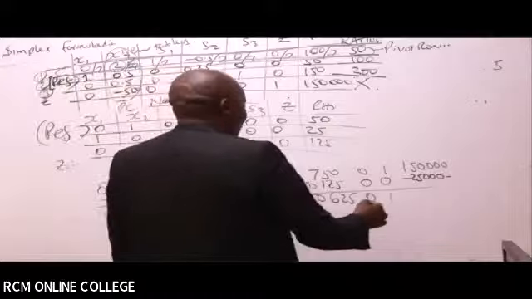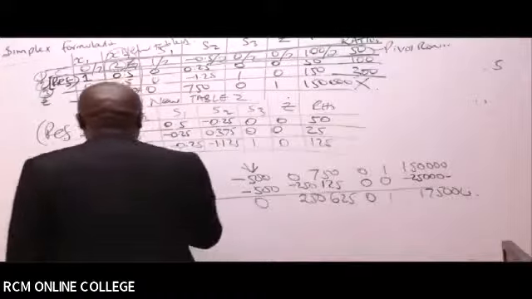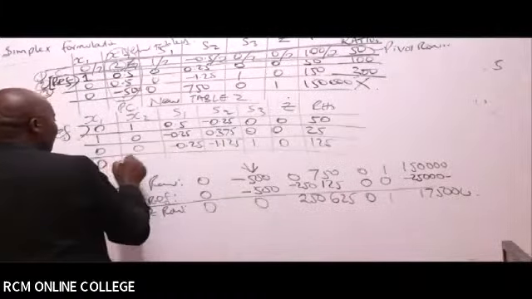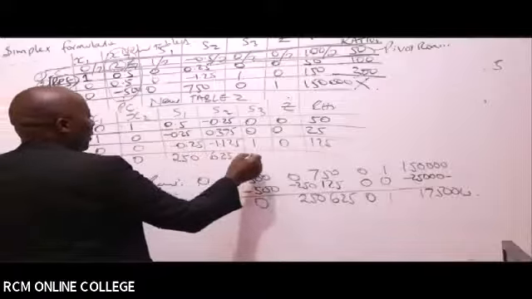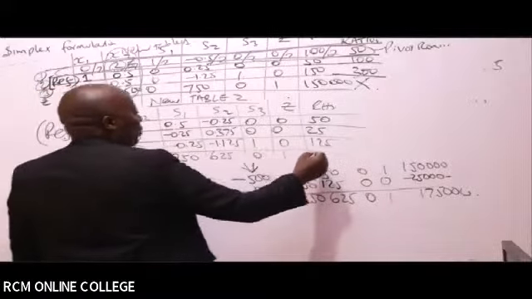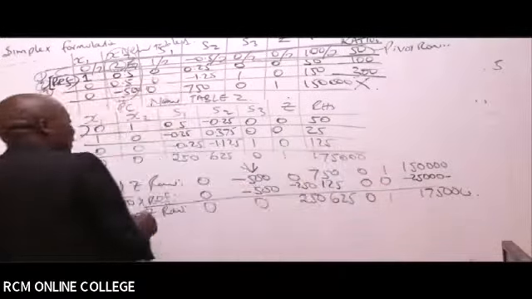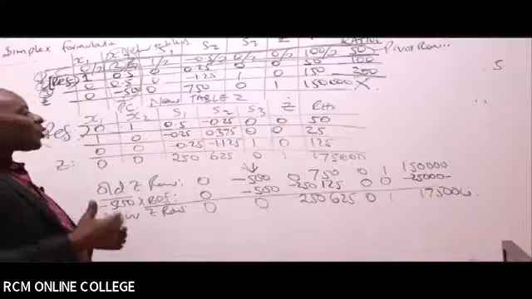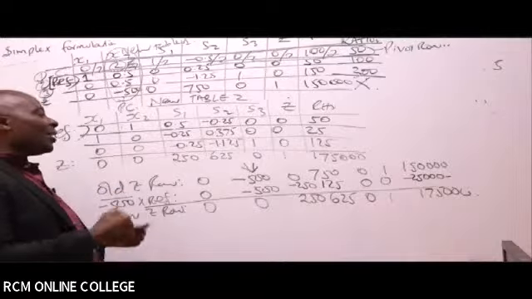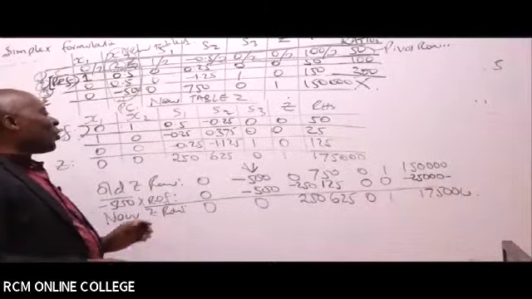175,000. Thank you so much. So this is the new Z row. The new Z row, we have 0, 0, 250, 625, 01, 175,000 like that. And I'm so happy. Hooray! Why? Because I can see now finality on my Z row.